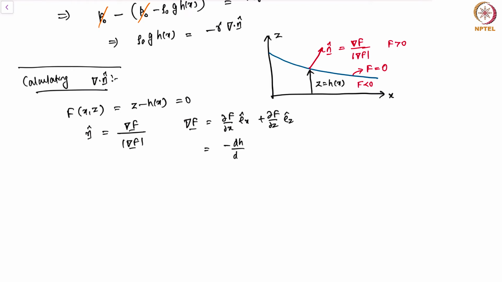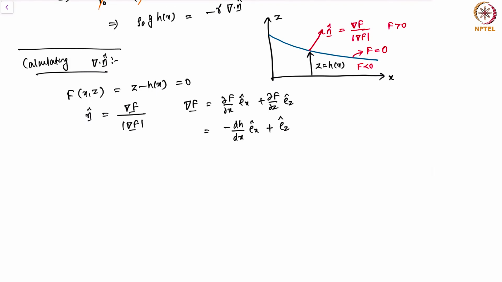minus dh by dx ex plus ez, and therefore the magnitude of this gradient simply becomes square root of 1 plus dh by dx whole square. Okay, so we will use a slightly shorthand notation. Instead of writing dh by dx, we'll just write h subscript x, so the gradient is minus hx ex plus ez, and the magnitude becomes 1 plus hx square. The subscript x denotes that we are taking a derivative with respect to x.